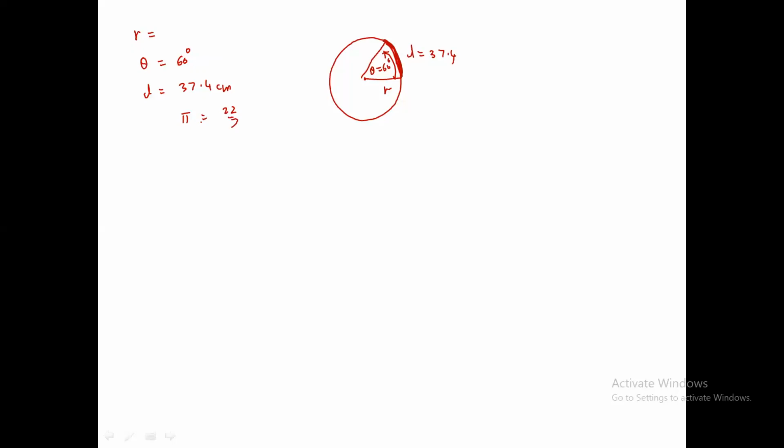In the previous class, I told you one formula, L equal to R theta. So R is L by theta. L is 37.4. And theta, we will not write theta as 60 degrees. We have to change it to radians. So what will you do? You will multiply by pi by 180. 6 ones are 6, 6 threes are 18. So pi by 3. Theta is pi by 3.